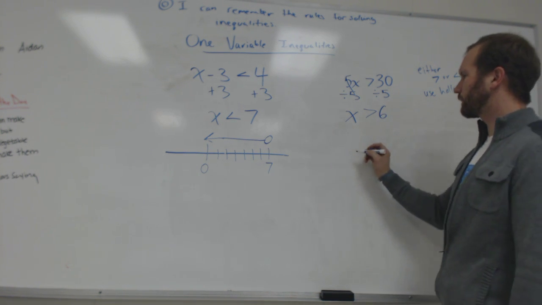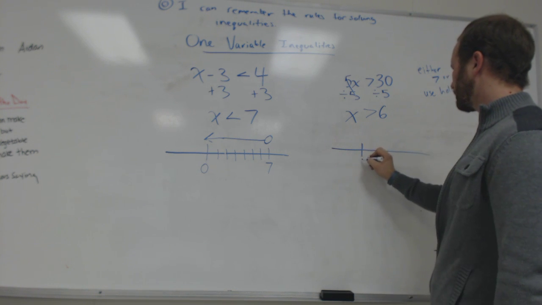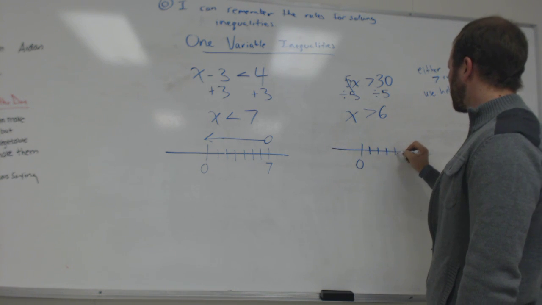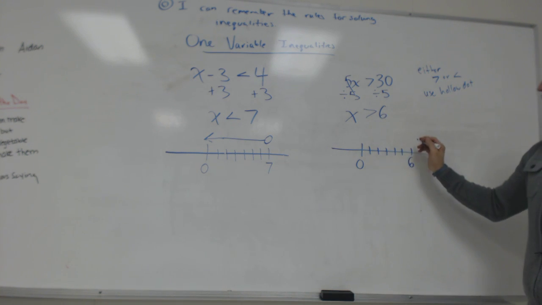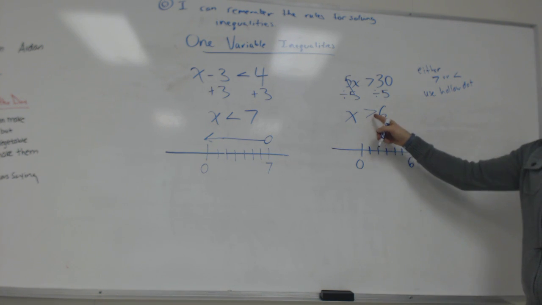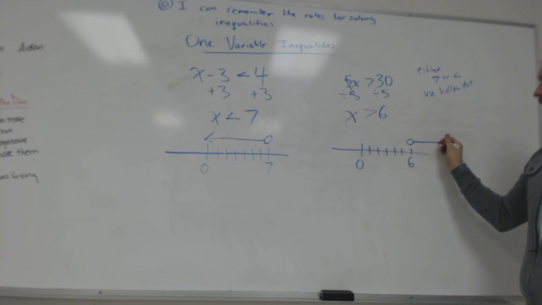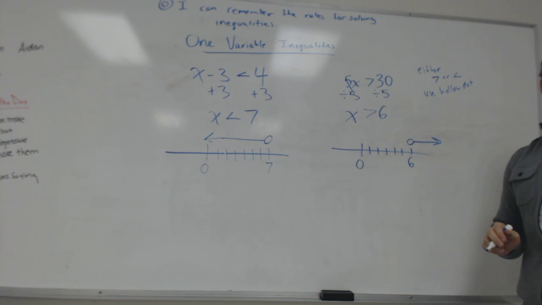Cool. Make a number line. 0, 1, 2, 3, 4, 5, 6. Hollow dot. Greater than 6. So my arrow goes that way. And that's all there is to it.